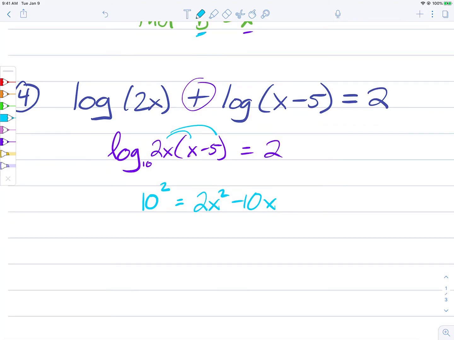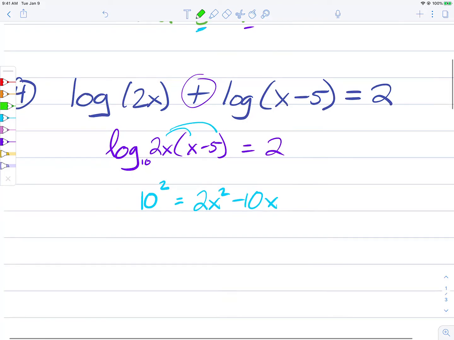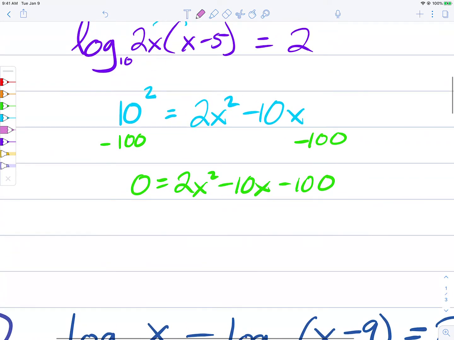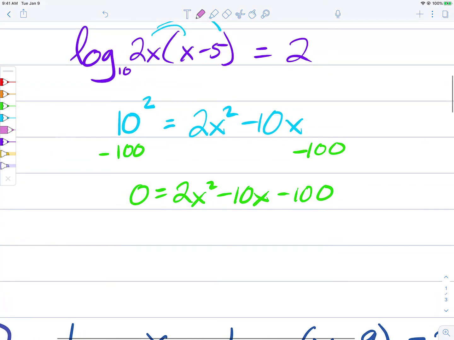So I am going to have to factor. On this problem, I want to make it equal 0. So I'm going to subtract 100 from both sides because 10 squared is 100. And I have 0 equals 2x squared minus 10x minus 100. If I factor, I first need to say, do I have a GCF? And the answer to that question is yes. It has a GCF of 2. So I'm going to factor out a 2. And I'm going to get x squared minus 5x minus 50.